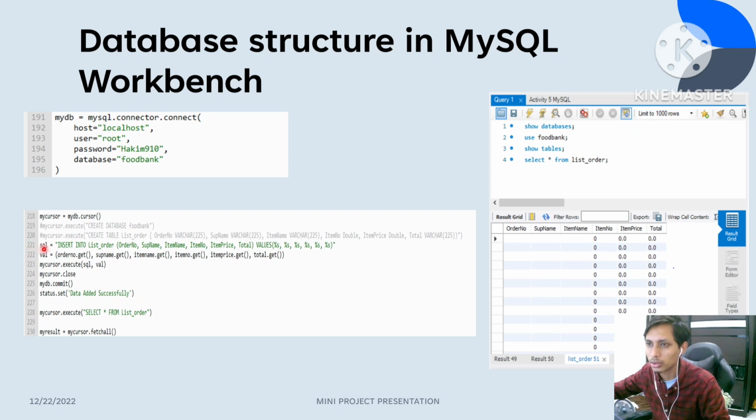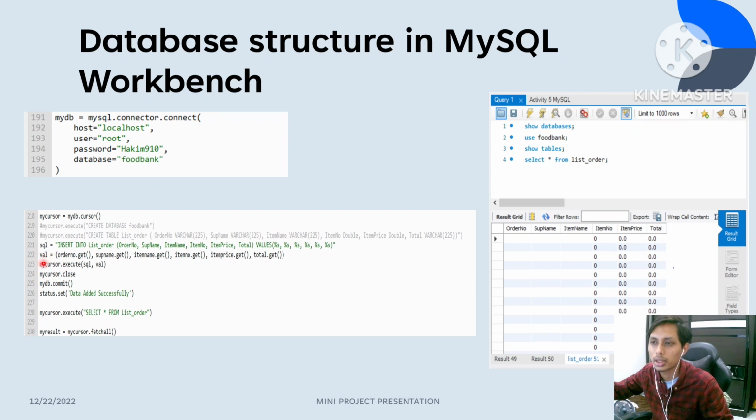has order number, supplier name, item name, item number, item price, and also total. Then we move on to the SQL part. The SQL is insert into listorder, which is the table name: order number, supplier name, and so on. So the values are set to this. The val equals ordernumber.get, suppliername.get, itemname.get, itemnumber.get, itemprice.get, and last total.get.